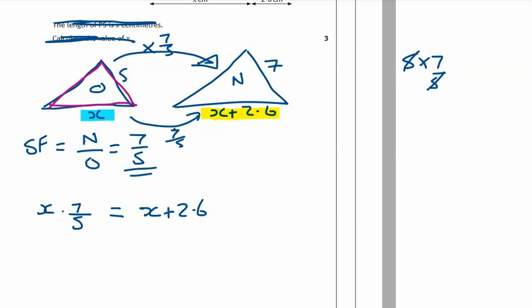Now, let's rewrite this a little bit. X times 7 over 5 is the same as 7x divided by 5. Yeah? And that's equal to x plus 2.6. Okay. Now, 7/5 x and x. Now let's see if we can get these into the same kind of terminology.